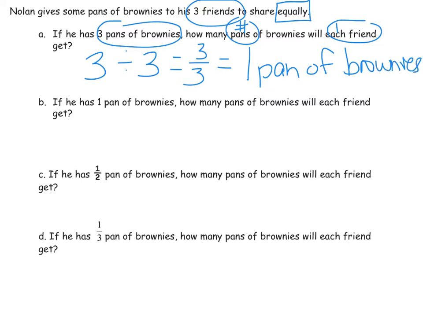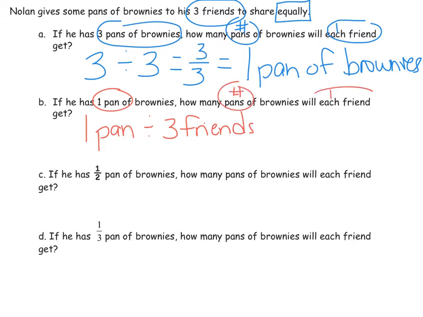Part B. If he has 1 pan of brownies, how many pans of brownies will each friend get? So I have 1 pan divided by my 3 friends. So I need to figure out the number of pans one friend will get. So 1 divided by 3 we know is 1/3. And so it's going to be 1/3 of a pan of brownies.